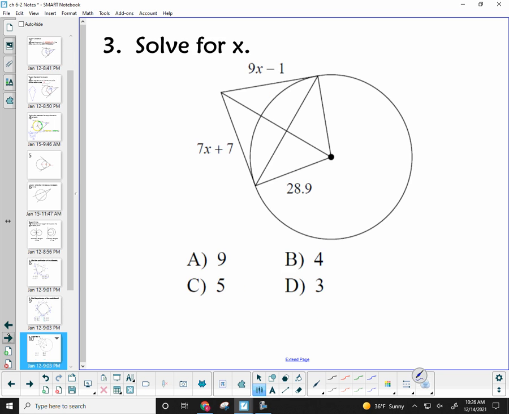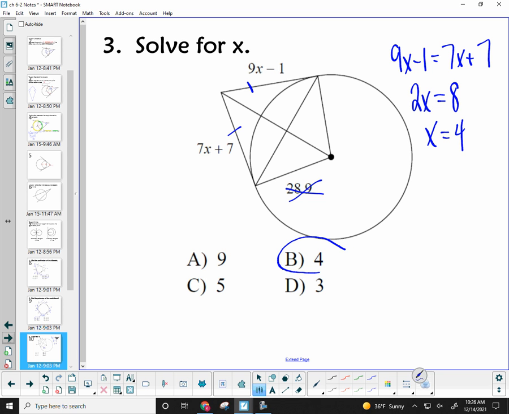All right, next one. We're going to solve for x. So this 28.9 is a distractor. Really, you need to know that your tangent segments are congruent, right? So those two expressions have to be equal to each other. So 9x minus 1 is equal to 7x plus 7. Subtract 7x from both sides, I get 2x. 2x, add 1, I get 8. Divide by 2, you get x equals 4. So the answer there is B. Is that one okay?